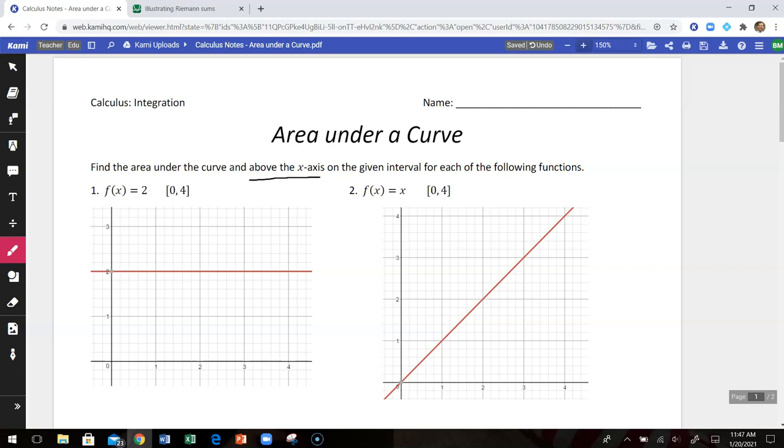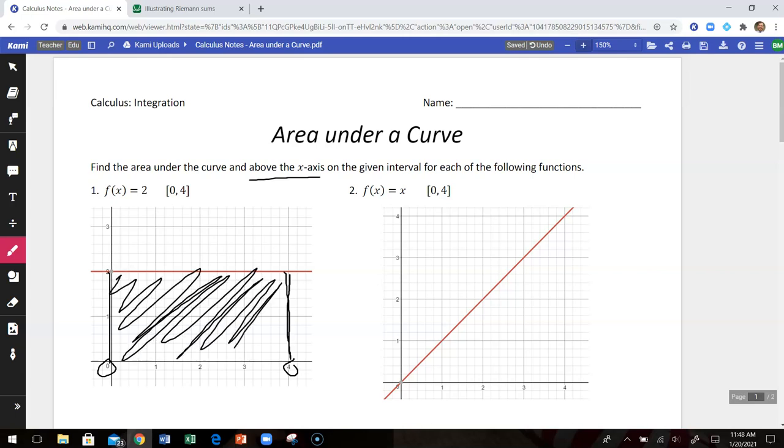Okay, so these first couple are going to be pretty easy. Our function is f of x equals 2. I have that graphed. It's just a horizontal line at 2, right, y equals 2. I want to think about the graph just from 0 to 4. My interval is from 0 to 4. So I'm going from here to here. Those are x values. So what is the area under the curve from 0 to 4 and above the x-axis? So essentially what I'm trying to find is this area right here.